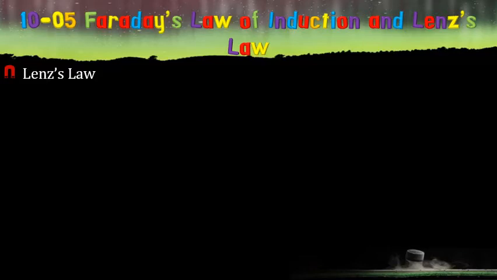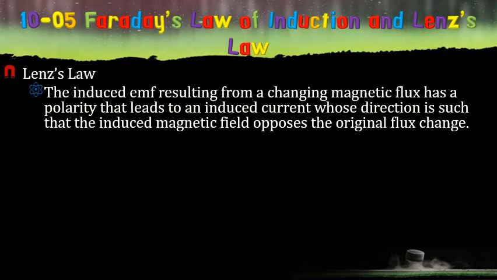Lenz's law. So that was Faraday's law. Lenz's law tells us the direction of this current. The induced EMF resulting from a changing magnetic flux has a polarity that leads to an induced current whose direction is such that the induced magnetic field opposes the original change in the flux. So the flux wants to stay the same. So the current will create a magnetic field to oppose the change in flux.